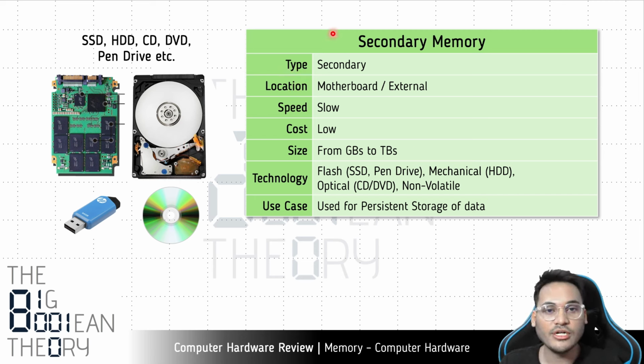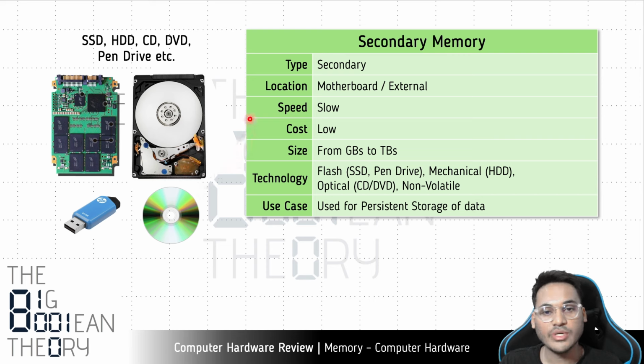The type we already know, it is secondary. Let's talk about the location. There are two options. Either they come embedded on the motherboard, so sometimes the SSD or SATA drive is part of the motherboard, attached on the motherboard, or they come as external units. When it is external, it has to be inserted into some slot in the computer system as a peripheral device. If you have used the pen drive or the CD, you know that it is external to the computer system, right?